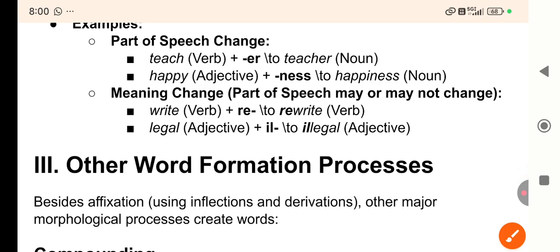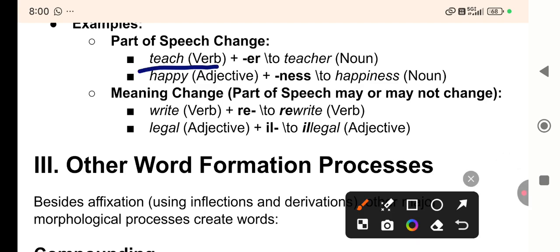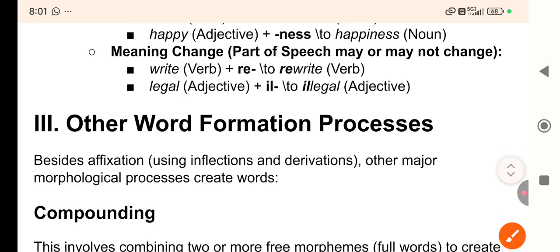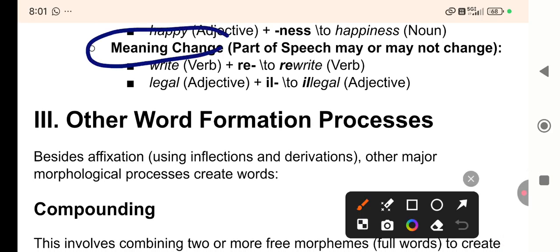Example, part of speech change. Teach is a verb, and when you put teacher, it is a noun. I teach in a college, I teach third year students. That is the verb form, but I am a teacher, that's a noun form, right? Similarly, happy is an adjective and happiness becomes a noun. So this is a derivational morpheme. The condition is that meaning must change. Exceptions again, so part of speech may or may not change.